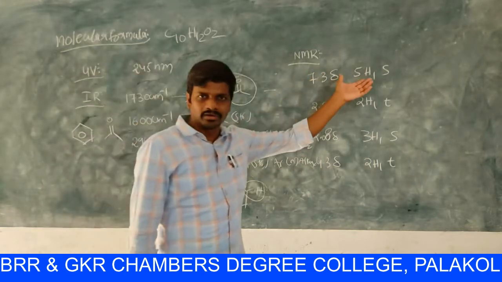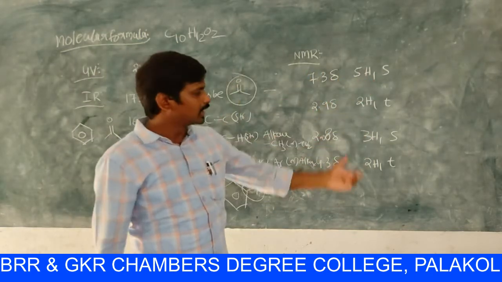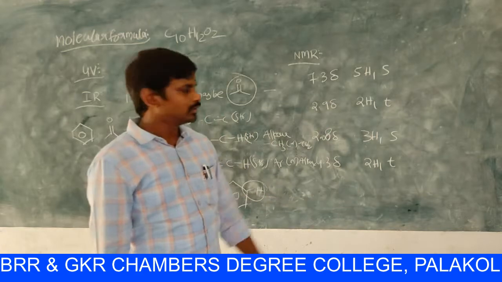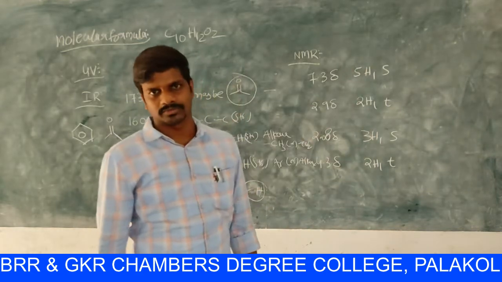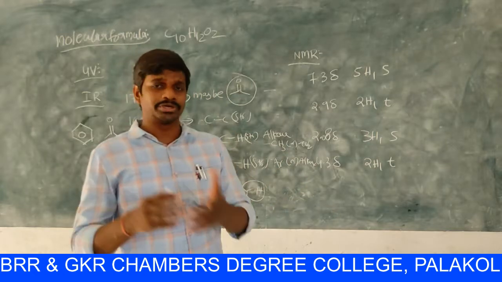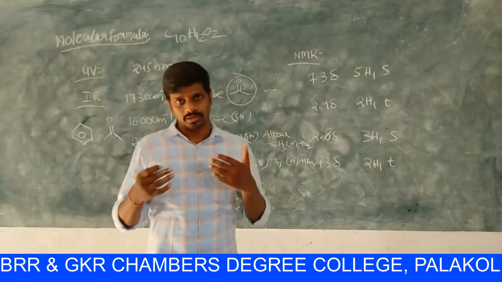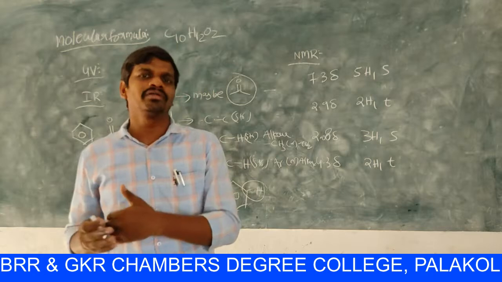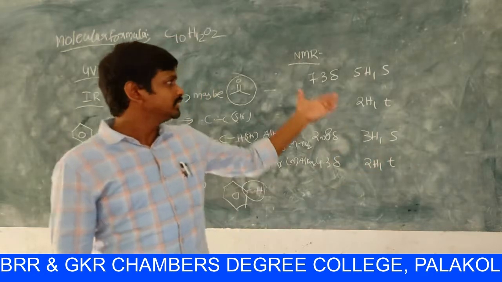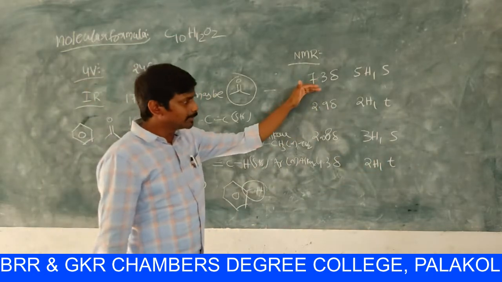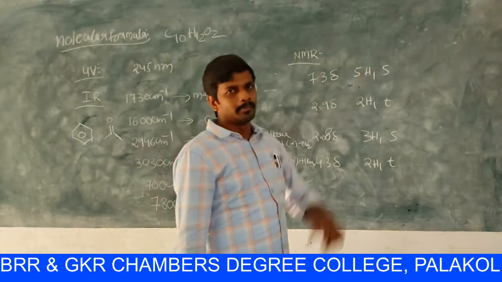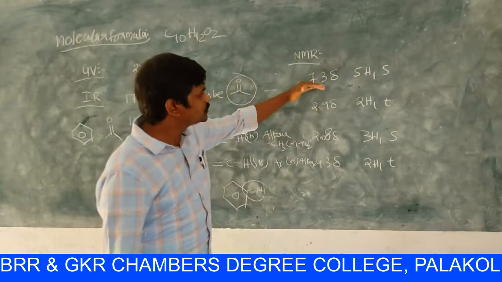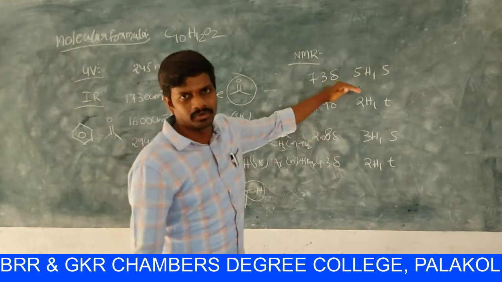One environment has 5 hydrogens, the second environment has 2 hydrogens, the third environment has 3 hydrogens, and the fourth environment has 2 hydrogens. So overall 12 hydrogens, split in our organic molecule as 4 different environments. Now let us see the NMR data. Here these are the chemical shift values, these are the number of protons in that particular environment, and this is the multiplicity. So here the chemical shift is 7.3 delta, 5 hydrogens, singlet.